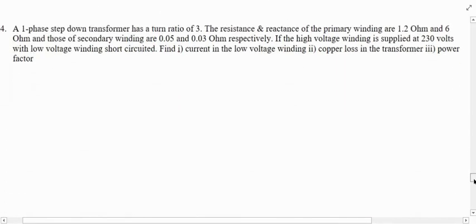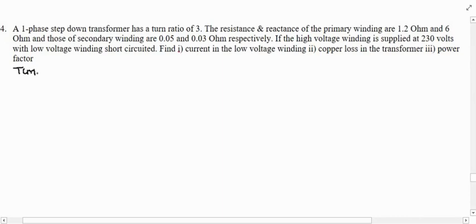The problem statement is: a single phase step down transformer has a turns ratio of 3. Resistance and reactance of the primary winding are 1.2 ohm and 6 ohm respectively, and those of the secondary winding are 0.05 and 0.03 ohm respectively. The high voltage winding is supplied at 230 volts with the low voltage winding short circuited. You have to find the current in the low voltage winding, the copper loss in the transformer and the power factor. First of all we will write down the data.